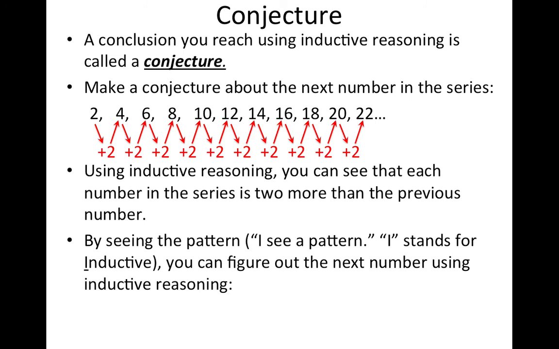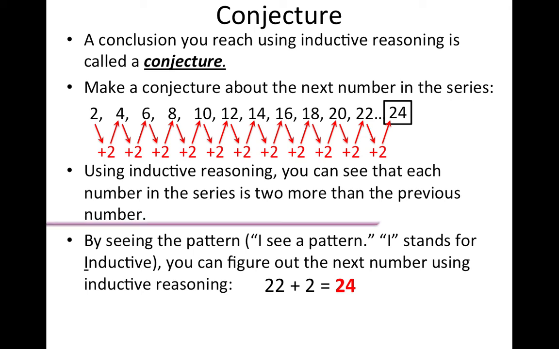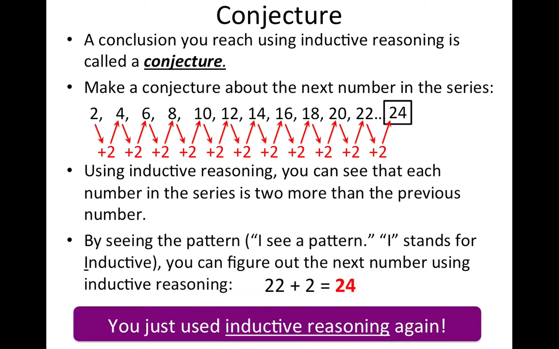So by seeing the pattern, remember I see a pattern where I stands for inductive reasoning, you should be able to figure out the next number using inductive reasoning. And so if 22 is the last one, if I add 2 to it, I get 24. So the next number in the series would be 24 because I see the pattern. And so 24 would be my conjecture about what number comes next in the series. And if you got it right, you just used inductive reasoning again. See, it's not that hard. You've already gotten 2 right.